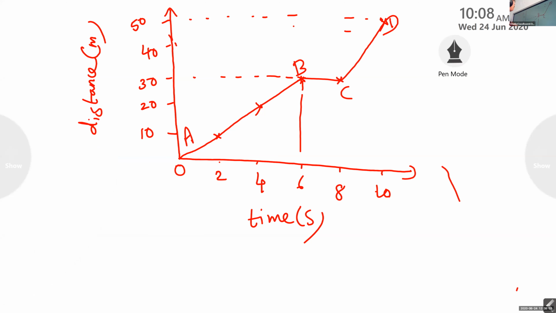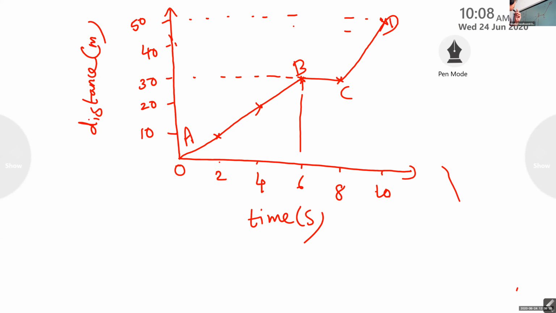Look at that. Suppose a car is traveling like that. Starting from 0, it starts AB, 0 to 30 meter. In 6 seconds, it is at 30 meter. Again, B to C, next 2 seconds, it is still at 30 meter. Then after C, again it increases its speed. So next 2 seconds, it goes to 50 meter. This is the graph. So it is a combination of all the 3 graphs.